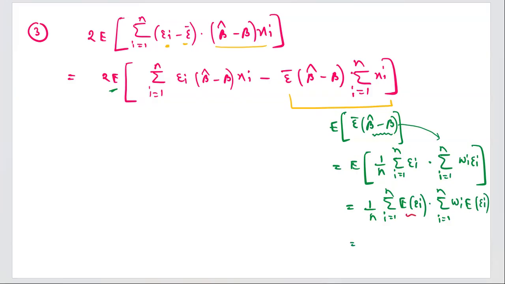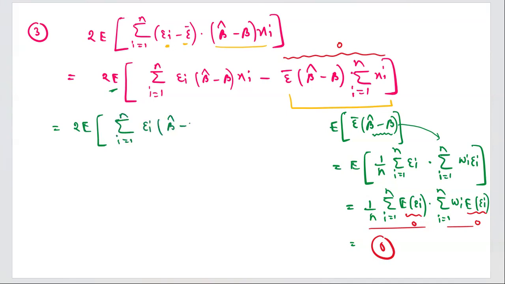So what is this and what is this? Expectation of epsilon i is 0, from the assumption of our model. So this entire term is 0. So the second part, this entire thing is 0. So we don't need to include that from the next line. So what we can write, this will be 2 into expectation of only this first part.